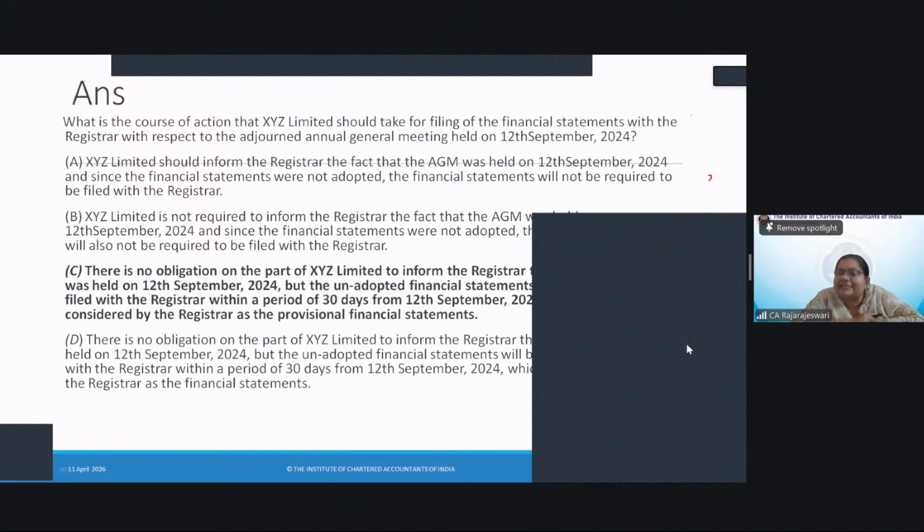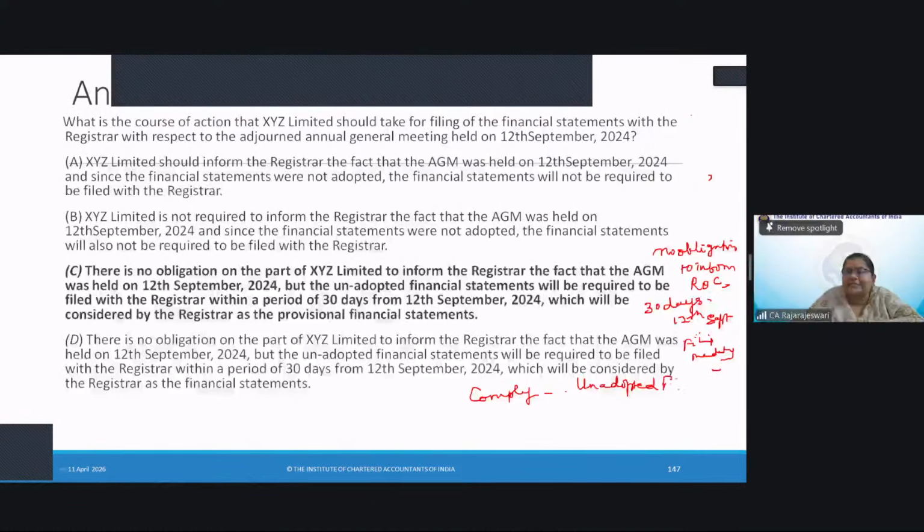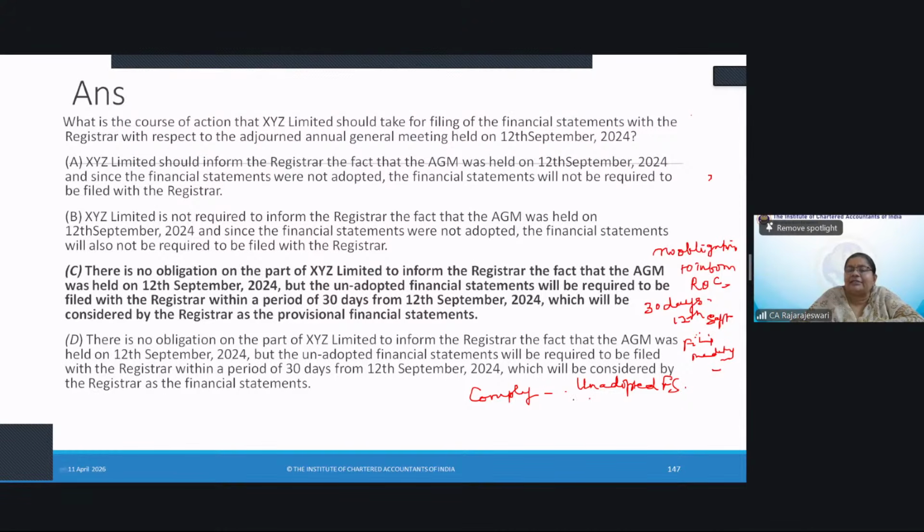See, provisional financial statements you have to submit with the registrar. The Act says that within 30 days you should file it with the registrar, then follow the compliance, comply with the provisions. You can say it was not adopted. It has only been specified as an unadopted financial statement. Unadopted financial statement means it is not adopted in an annual general meeting. For an adopted financial statement, they have properly adopted it in the meeting and you are filing it. So as per the law, you have to file this.